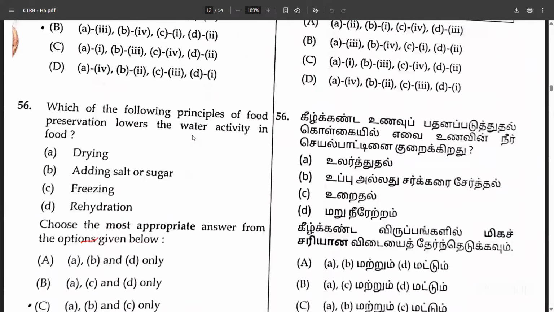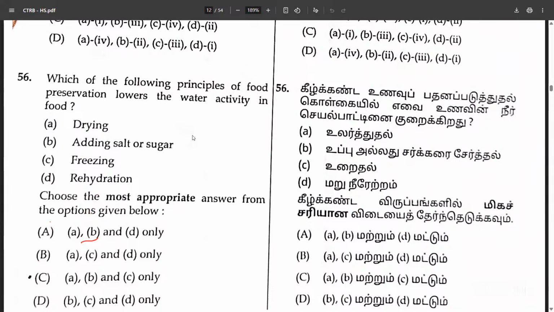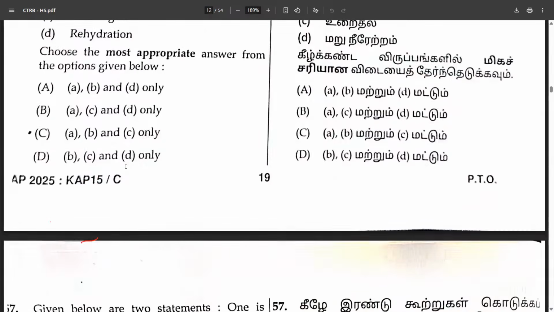So this will be matched with the second one, decreasing the ability of eye lenses to accommodate nearby objects. Then we have 56. Which of the following principles of food preservation lowers the water activity in food? Here we are talking about preservation techniques: drying, adding salt and sugar, freezing, rehydration. So the correct answer will be A, B, C. We'll be simply eliminating D. Rehydration will not get our correct answer. Drying, adding salt and sugar, that is making jam or jelly, and freezing are the preservative methods where we are lowering the water activity.